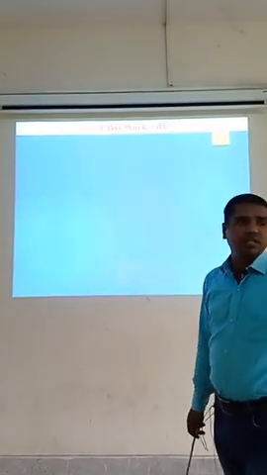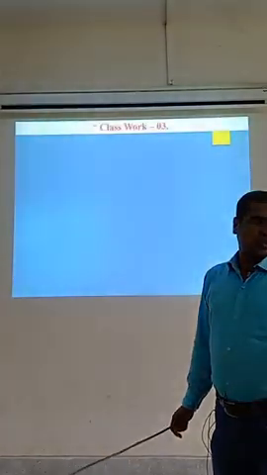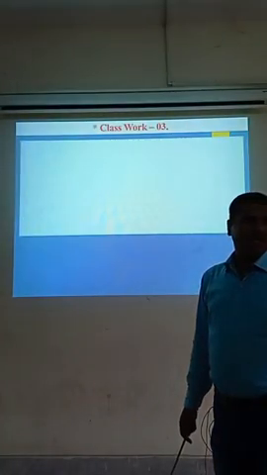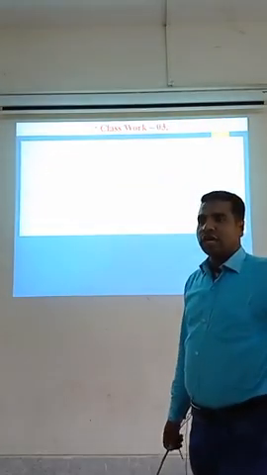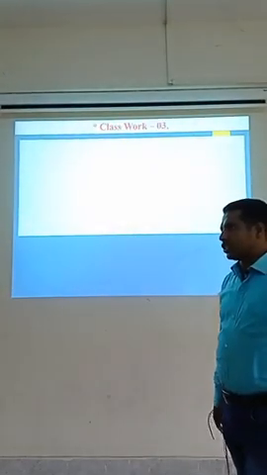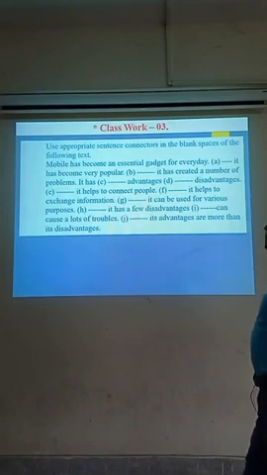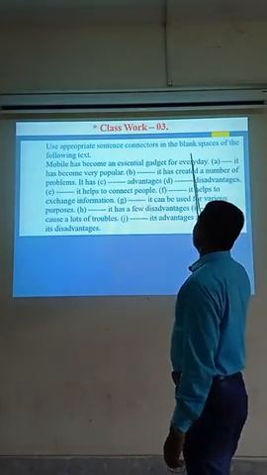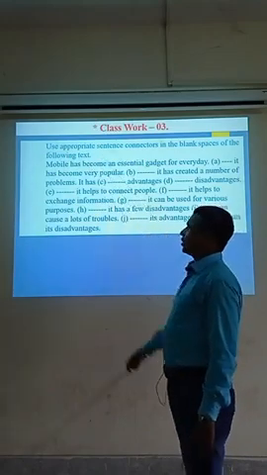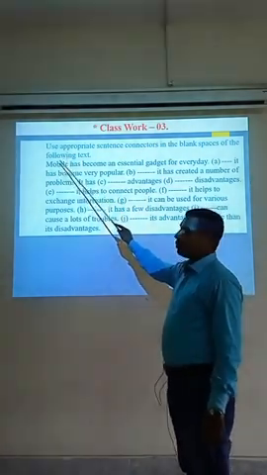There is also a passage for you, but there you will find 10 gaps, that means 10 blanks. In classwork number 1 and 2, there were 5 gaps, but now according to your syllabus, according to your question pattern, you can see 10 blanks, and this is very important for you. So you can see there, use appropriate sentence connectors in the blank spaces of the following text. You should have a look.